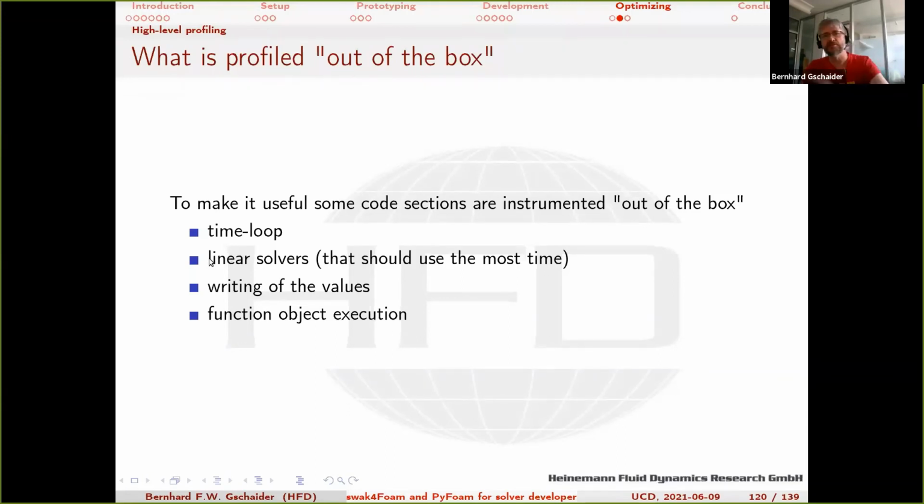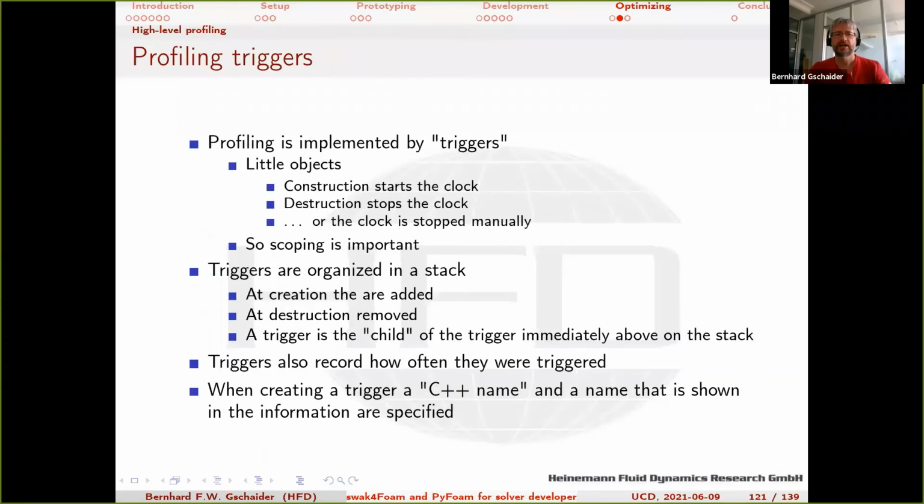Then the thing that uses most of the time in a regular solver, that's the linear solvers. These are profiled. The writing of the values is profiled. If you write out a lot of stuff, you'll be surprised at how much time this might take, even if you do it every 100 time steps. And the function object execution is also automatically profiled. That's why Ignaz can be very confident to say that his function objects are not wasting too much of this.